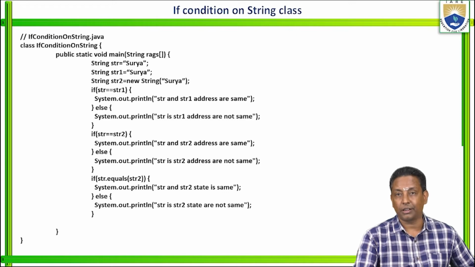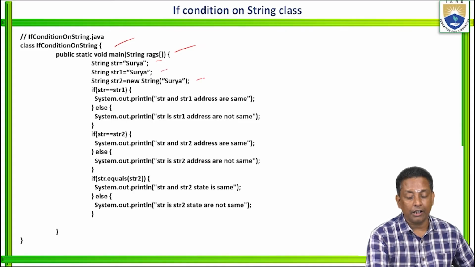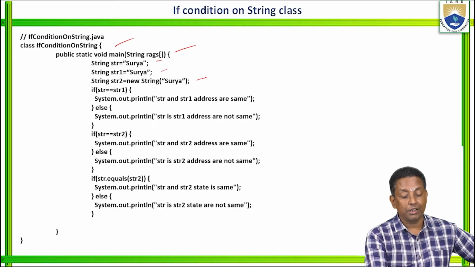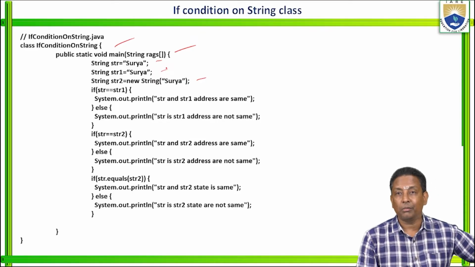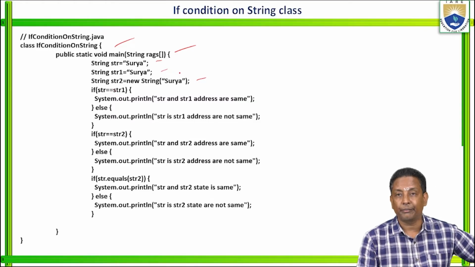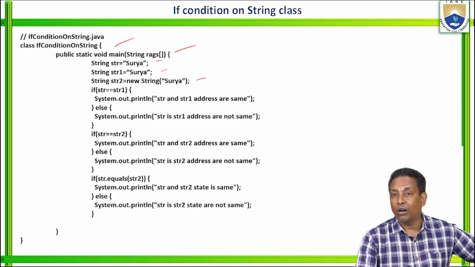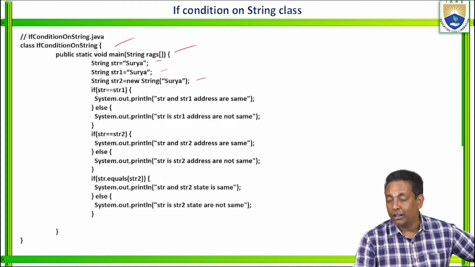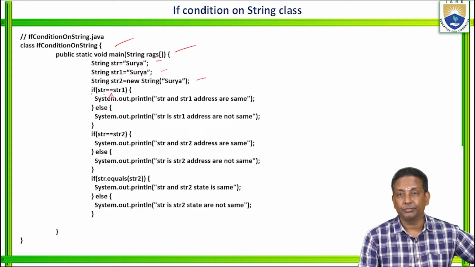This is the if conditional on strings. In this program, I declared three string variables. String str is equal to "Surya" in double quotations. String str1 is equal to "Surya" in double quotations. String str2 is equal to new String("Surya"). All three values are the same: str, str1, str2. All three strings' internal state is the same. State means its internal value, its characters.